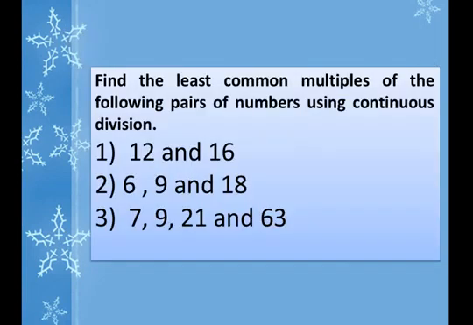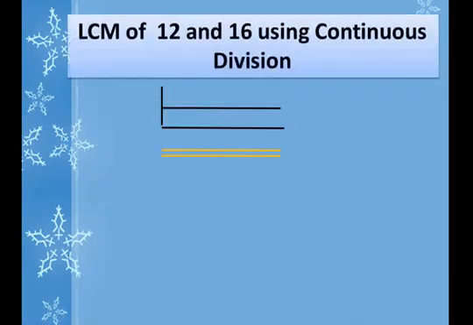For more examples, let's find the LCM of the following pairs of numbers using continuous division. Number 1, let's find the LCM of 12 and 16. Write 12 and 16, divide them by the same number, and that is 2. So the answers are 6 and 8. Let's divide more by 2. The answers are 3 and 4. So we cannot divide anymore the 3 and 4.